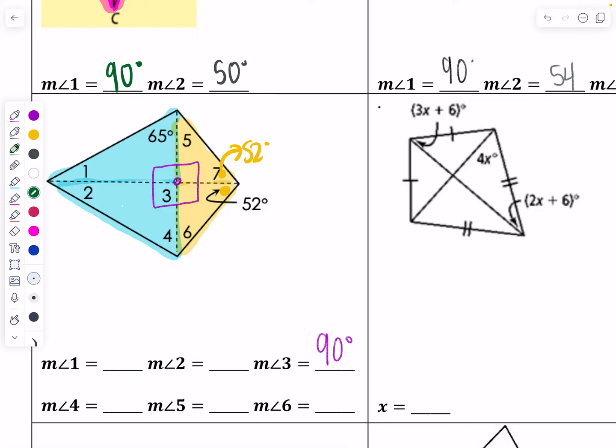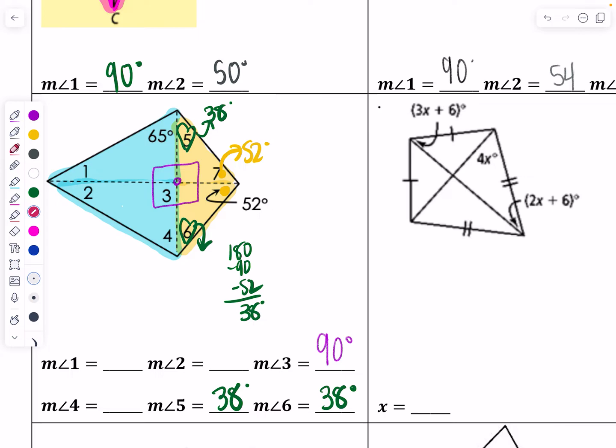Why does that help me? Because now I can find angle 6. Angle 6 is going to be 180 minus 90 minus 52. When I do that, that's going to give me 38 degrees for angle 6. If that is 38 degrees, then this congruent angle is also going to be 38 degrees. So angle 5 is 38 as well.